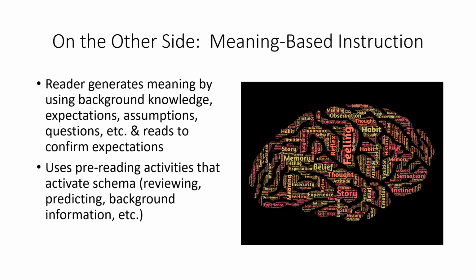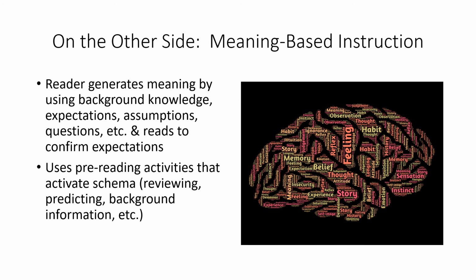On the other side, we have meaning-based instruction. In this approach, the reader generates meaning by having background knowledge, by having expectations of how the story is going to go, making assumptions, asking questions, and so on, and reads to confirm those expectations. This kind of approach will use pre-reading activities that activate schema, which are the notions of expectations of how this is going to be.